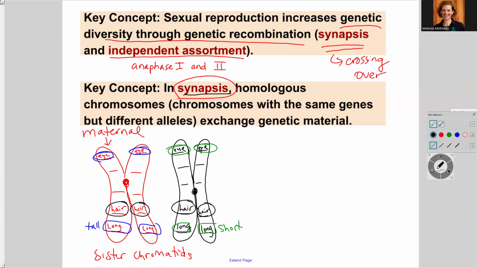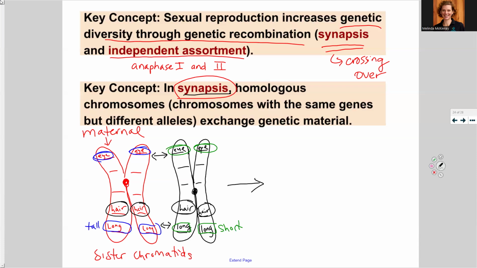During synapsis, what happens is some of these are going to actually be exchanged between the sister chromatids that are closest together, okay? Not all of them are going to be exchanged, but usually there's probably at least 3 synaptic events when each of the pairs align.